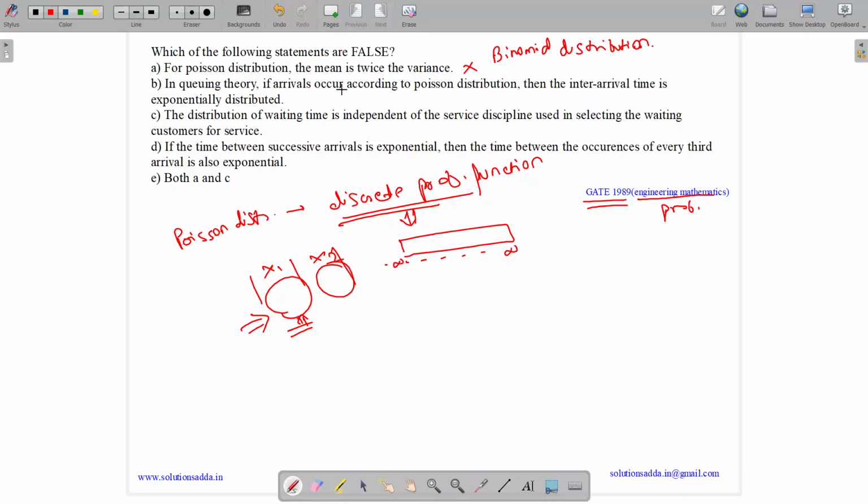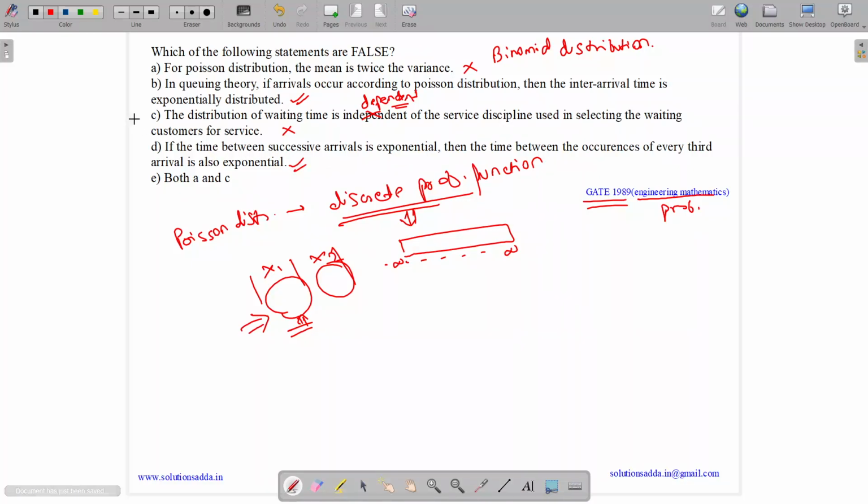Option B. In queuing theory, if arrival occurs according to Poisson distribution, then the inter-arrival time is exponentially distributed. This is true. Option C. The distribution of waiting time is independent of the service discipline used in selecting the waiting customers for service. No, this is false. It is dependent. It's not independent. The correct thing is it's dependent. So this option is also false. If the time between successive arrivals is exponential, then the time between the occurrences of every third arrival is also exponential. This is also true.